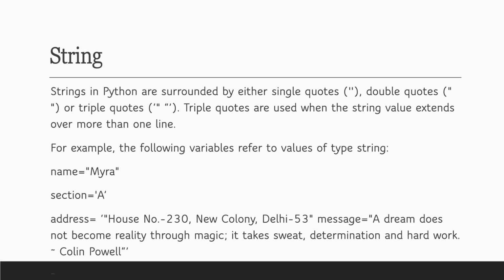Now let us take one example. Here is how you can define string variables with different types of quotes. Name equal to double quotes Myra. Section equal to single quote A. Address equal to, then we can start with single quotes with double quotes inside. So it will be treated as a triple quote. House number 230, New Colony, Delhi.